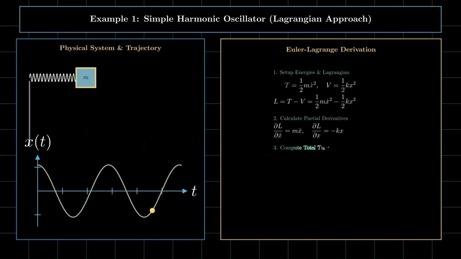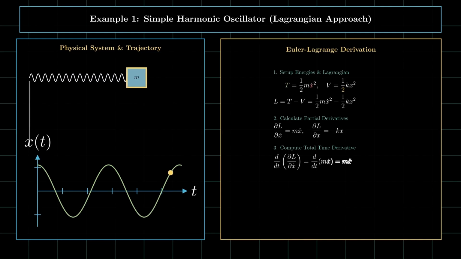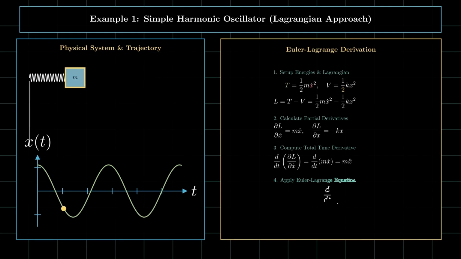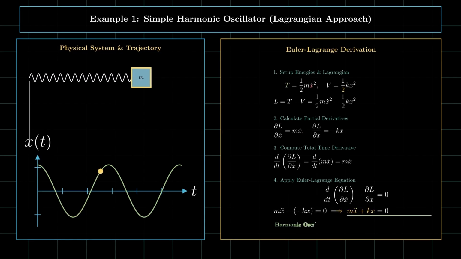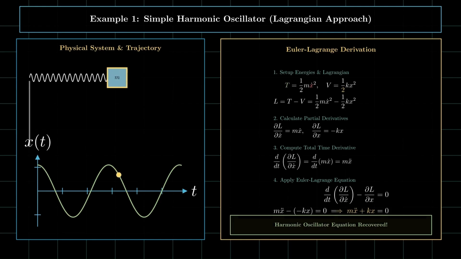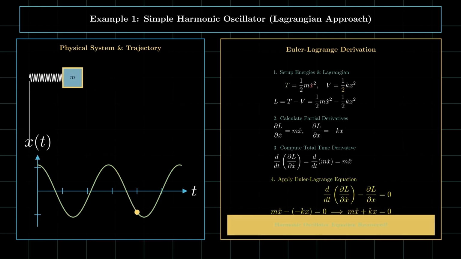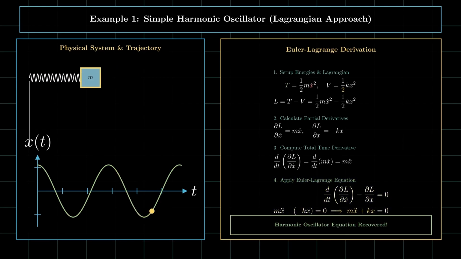Now apply the Euler-Lagrange equation. The partial derivative of L with respect to x dot gives m times x dot. Its total time derivative gives m times x double dot. The partial derivative of L with respect to x gives minus k times x. Putting them together, m x double dot minus negative kx equals 0, which simplifies to m x double dot plus kx equals 0. Without drawing a single vector diagram, we instantly recover the harmonic oscillator equation.